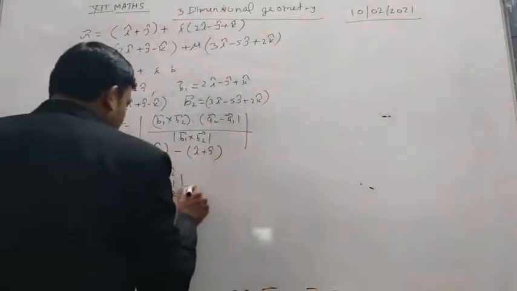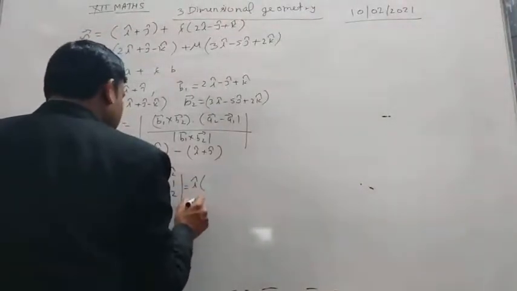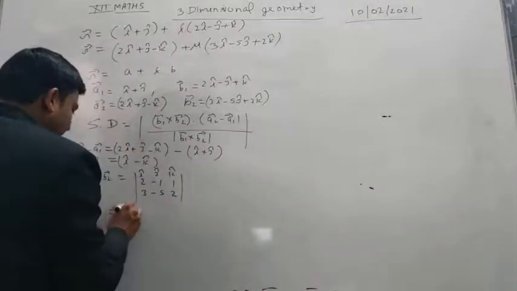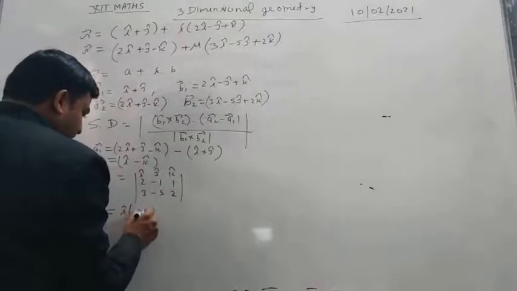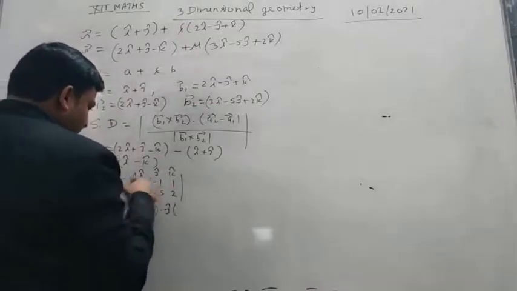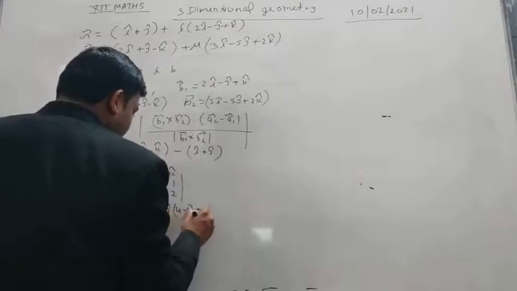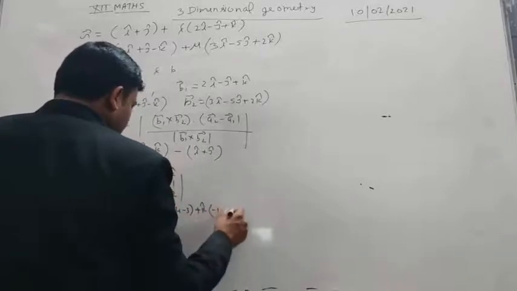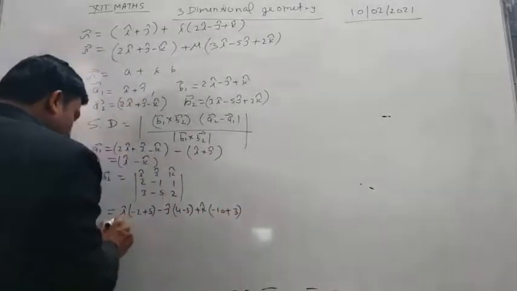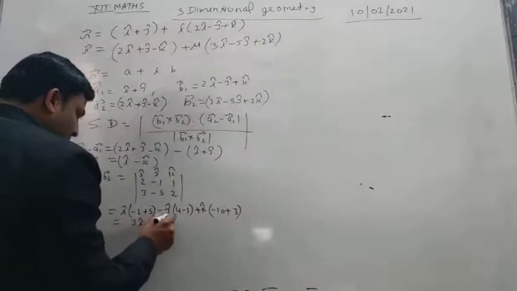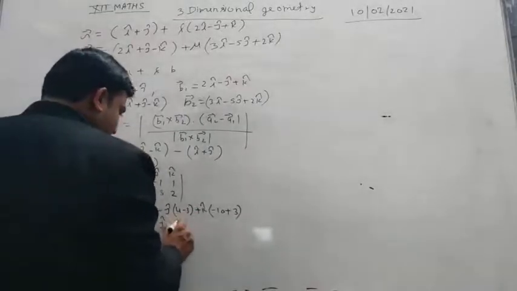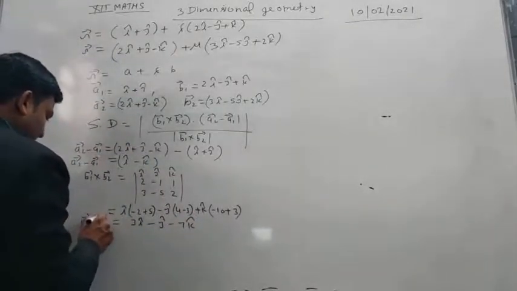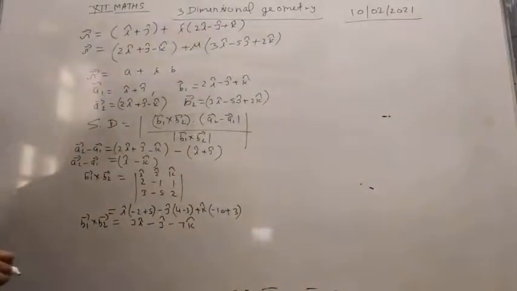Okay, students, when we expand this, our i is minus 2 plus 5, minus j, and this is 4 minus 3, plus k, and this is minus 10 plus 3. Okay, students, we get 3i minus j minus 7k. So students, B1 cross B2 is this.